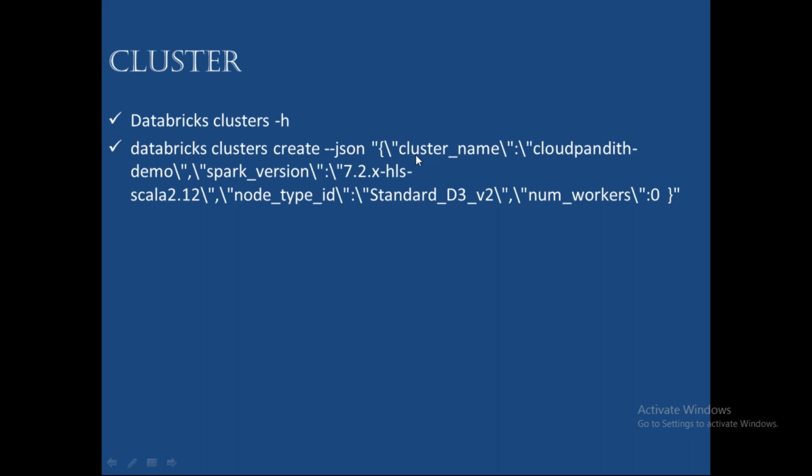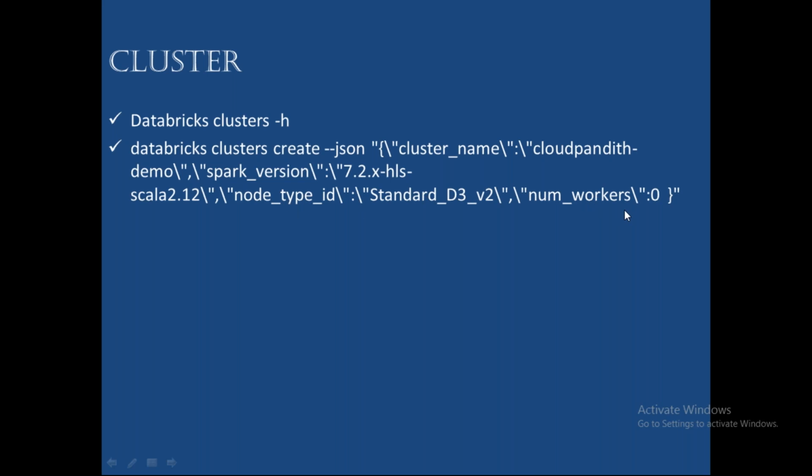The mandatory things are: cluster name, next your Spark version, and you need to tell the node type. Spark version is basically your runtime, you are selecting the runtime. Node type is what type of server you want. Something like D3_v2 indicates what server you want, whether you want a four core, 16 GB memory server or an 8 core, 64 GB memory server. If you want to decide the server, you need to type the node type ID.